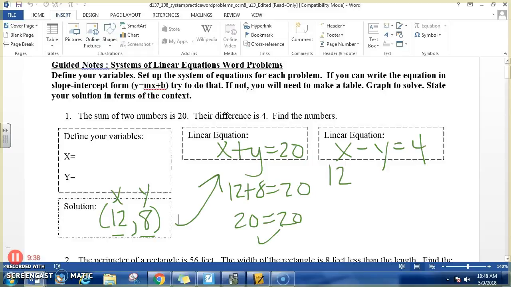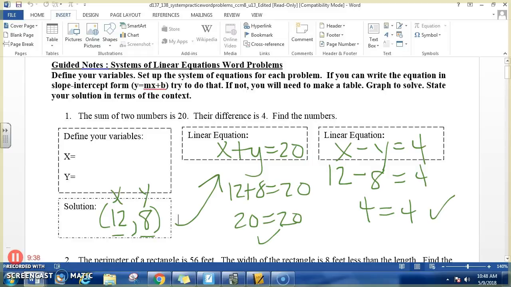So x is 12. It says to subtract y, which is 8. Is 12 minus 8 equal to 4? Sure is. So that means that we have found the correct solution to this system of equations, and we are done. We can say that the answers are 12 and 8. Now, some of you might say, oh, we could have figured that out without having to do all that work. You're right, you could have.